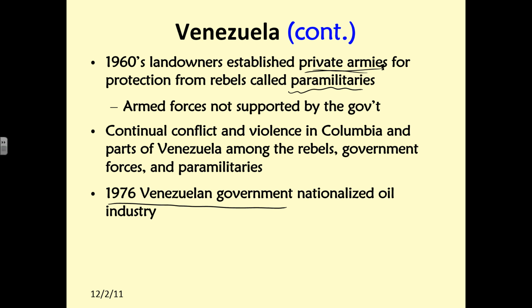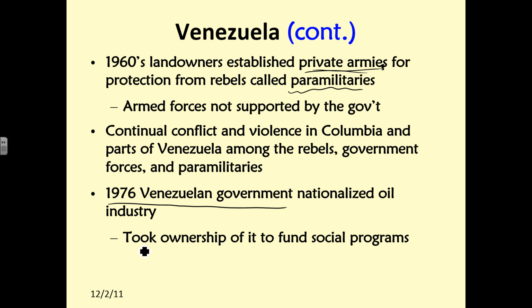These individuals who came from a poor background actually pushed within the military for the nationalization of the oil industry. And so what is nationalization? That's when you take ownership of something and redistribute it, give it out. Their goal in 1976 was to redistribute it evenly. So basically, everybody gets a fair share.